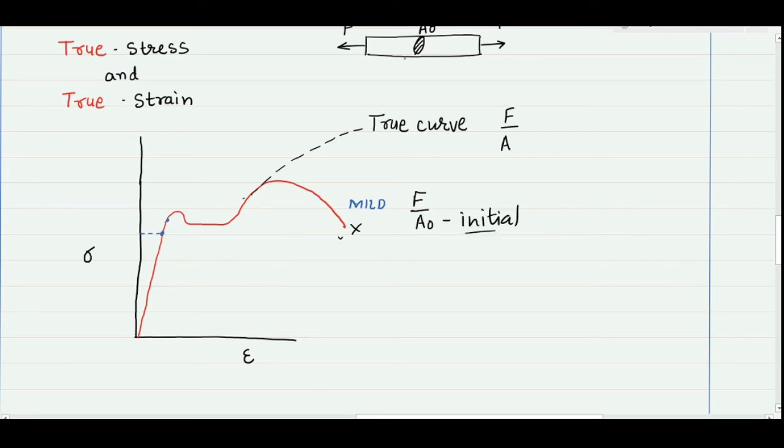But actually what happens when you apply the load is that one particular section will have reduced area, because as the length is increasing the cross section area will gradually decrease. So every time if you start dividing by the actual cross section area, your stress strain diagram will not follow the same path. Up to this point we assume that there is very little change in the length.